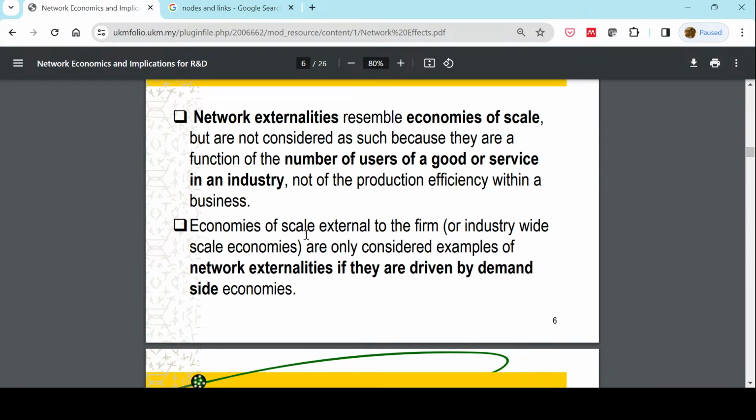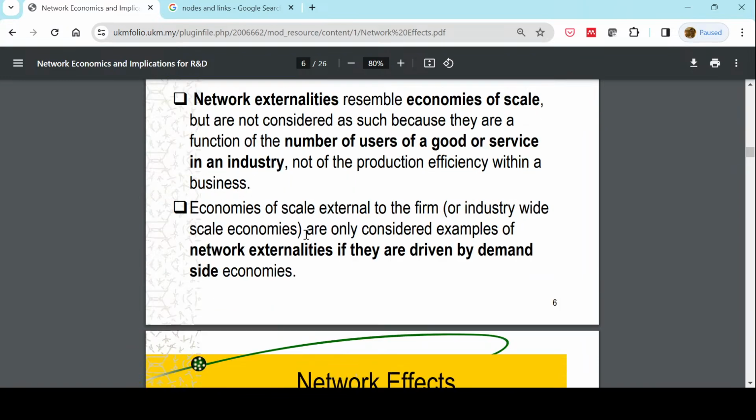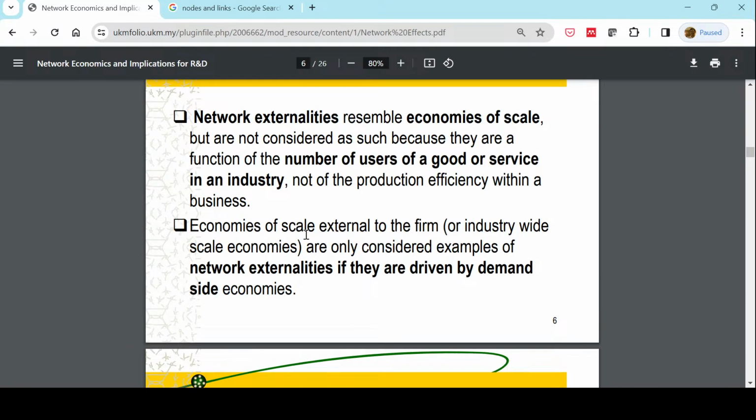Economies of scale external to the firm, which is industry-wide economies of scale, are only considered an example of network externalities if they are driven by demand-side economics.